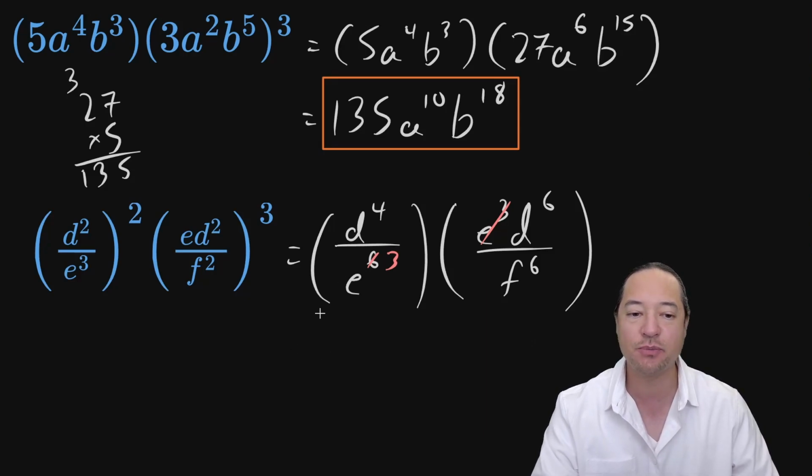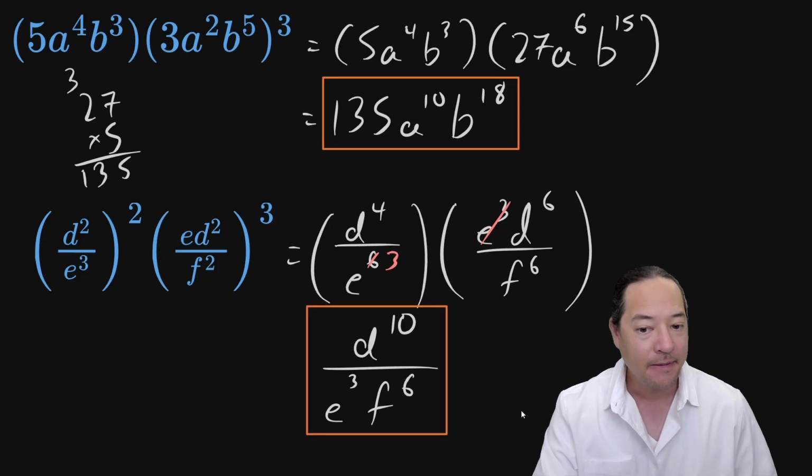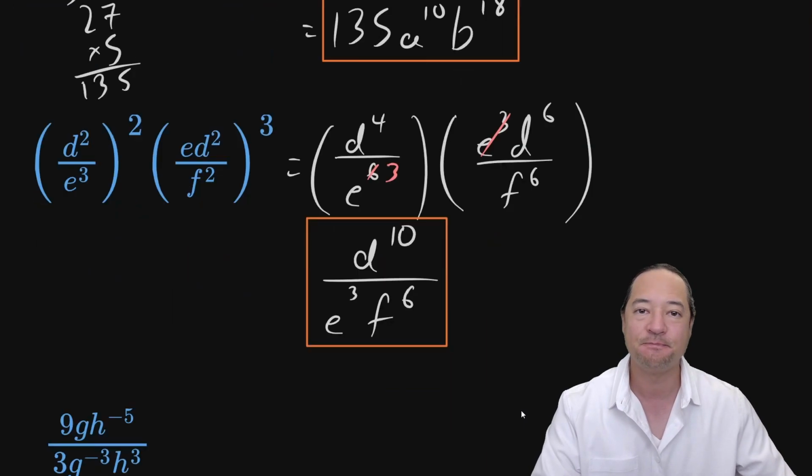Okay, so let's multiply the rest through. So in the numerator, d to the 4th times d to the 6th, well, that's going to give us d to the 10th power, 4 plus 6. And then in the denominator, we'll have that e cubed and f to the 6th power. Okay, I think that's it. We should be done with that one. Let's do the last two.